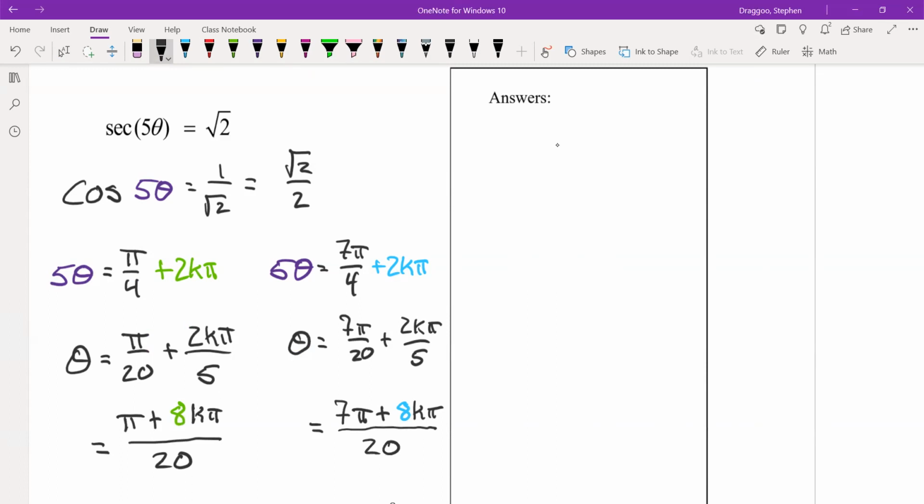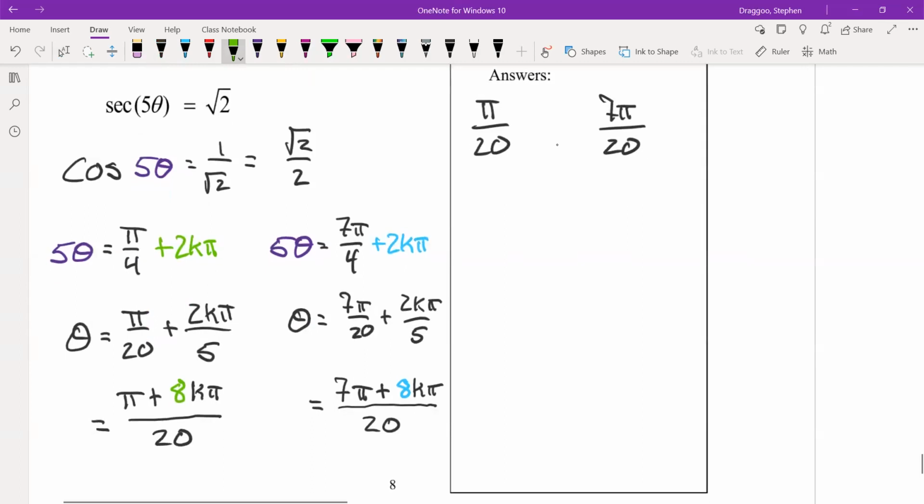Then because this thing was 5 theta, I know I need to list out 5 solutions for each of those two equations. So starting at pi over 20 for the left equation and 7 pi over 20 for the right equation, I'll list the next 4 for each of those. So I'm counting by 8s, which means my next one is going to be 9 pi over 20.